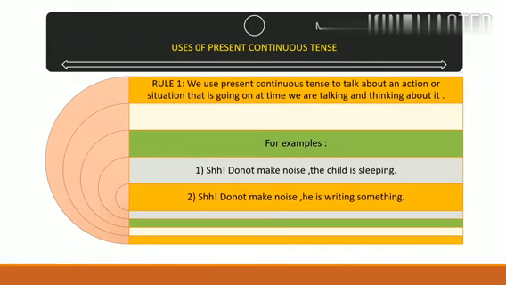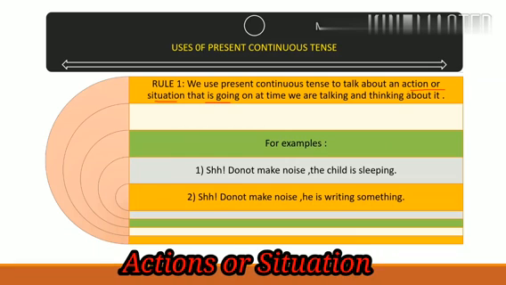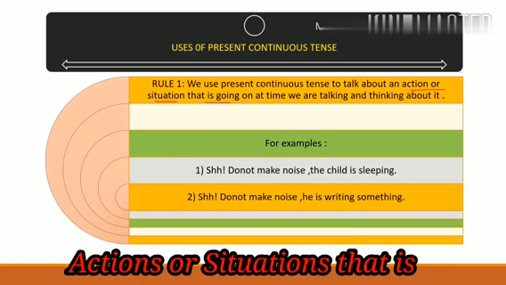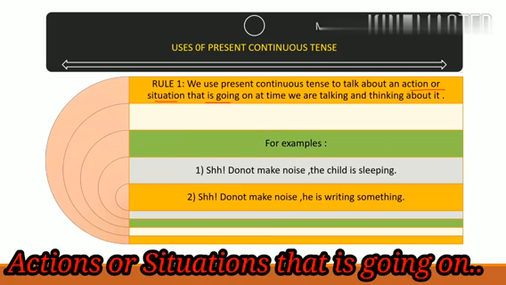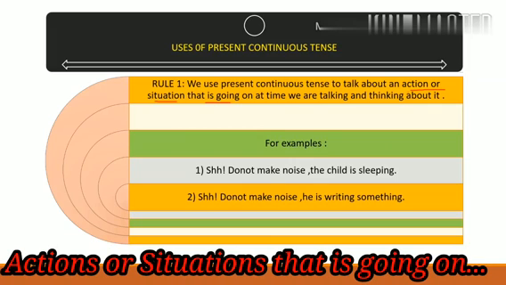Yes, students, now we will talk about the different uses of present continuous tense. Let us first discuss rule 1. We use present continuous tense to talk about an action, or we can say a situation, that is going on at the time when we are talking or thinking about it. That is very important: we make use of present continuous tense especially when we talk about an action or situation that is going on while we are talking or thinking about it.